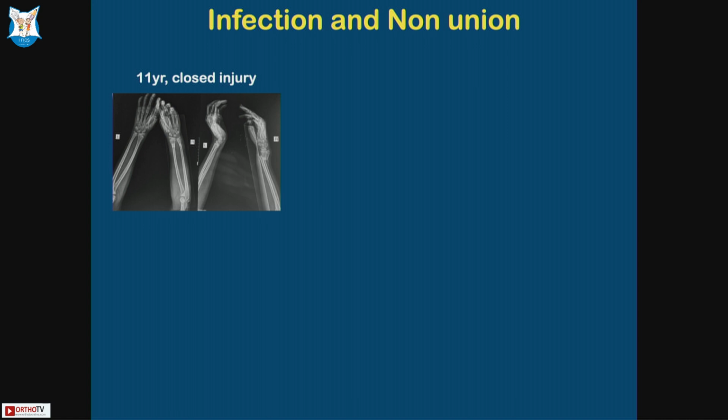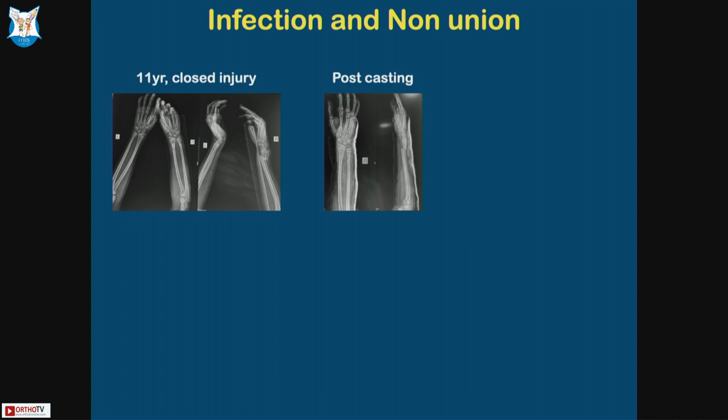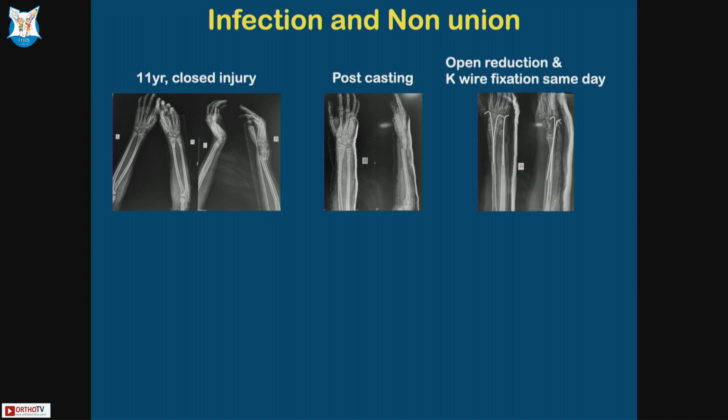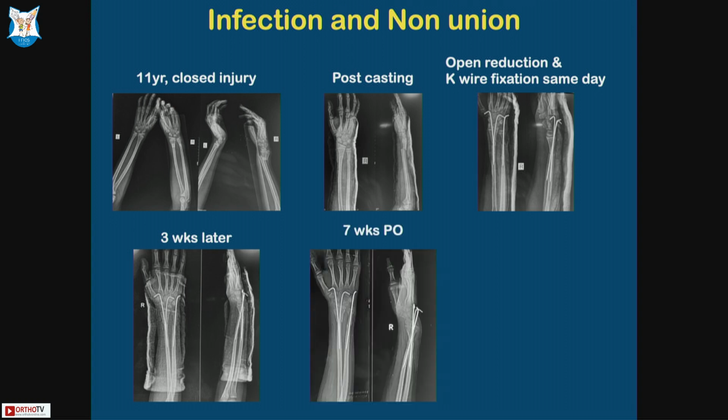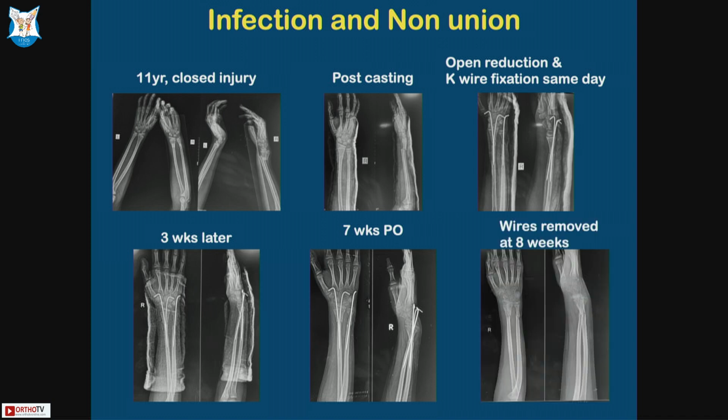Infection and non-union, again, mostly caused by surgery rather than anything else. An 11-year-old with a closed injury. Post-casting, I think most of us would now know that this is quite acceptable in an 11-year-old. But in a very big teaching hospital in my city, surgery was done on the same day. 3 weeks later, this was the picture. 7 weeks post-op, you can see there was no union. There was infection. At 8 weeks, they quietly removed the pins and told the child that everything will be okay.